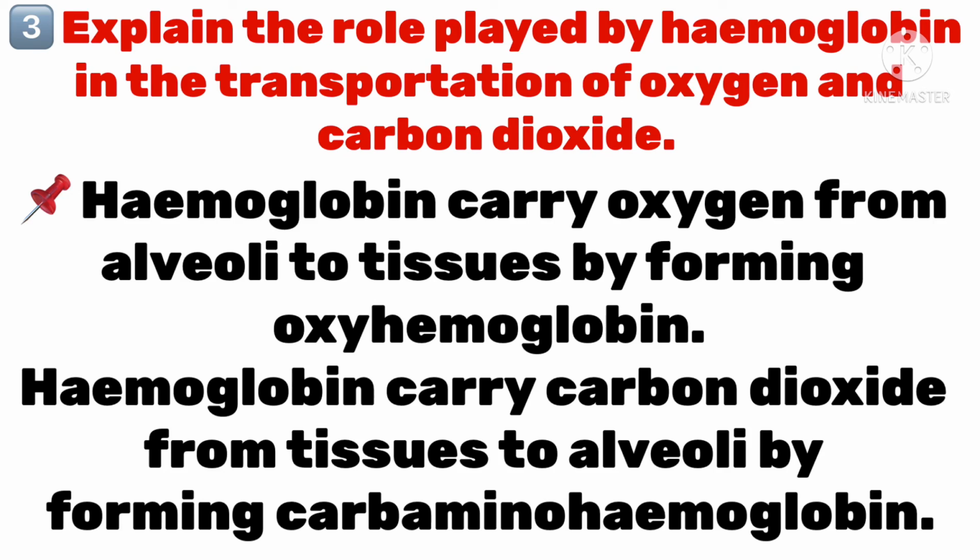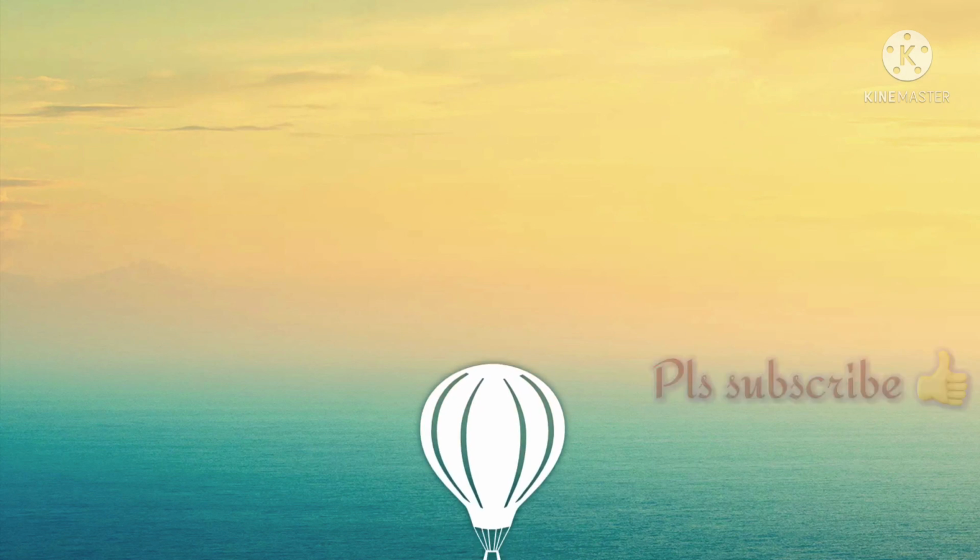Explain the role played by hemoglobin in the transportation of oxygen and carbon dioxide. Hemoglobin carries oxygen from alveoli to tissues by forming oxyhemoglobin. Hemoglobin carries carbon dioxide from tissues to alveoli by forming carbaminohemoglobin.